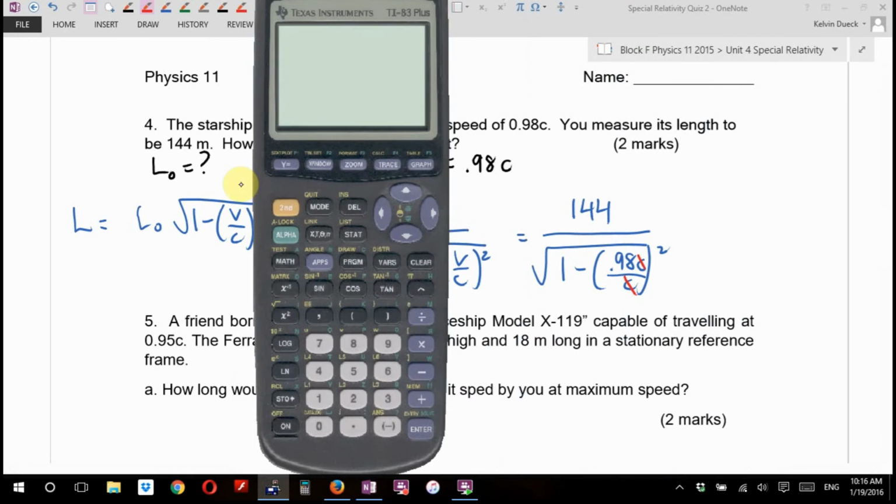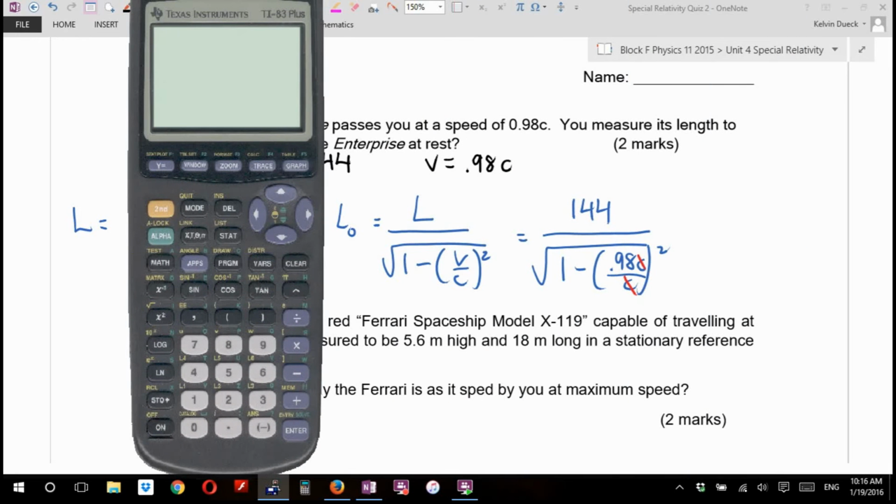How long is the Enterprise according to the, oh, by the way, this is the Enterprise C from Star Trek The Next Generation, not the original Enterprise, because of course they got larger as the shows got better. Anyways, 144 divided by the square root of 1 minus 0.98 squared. 724?